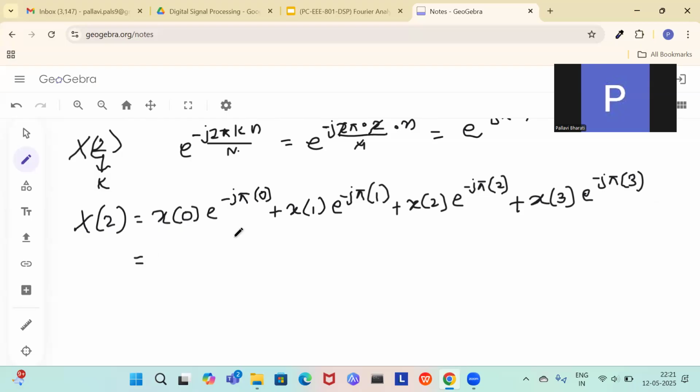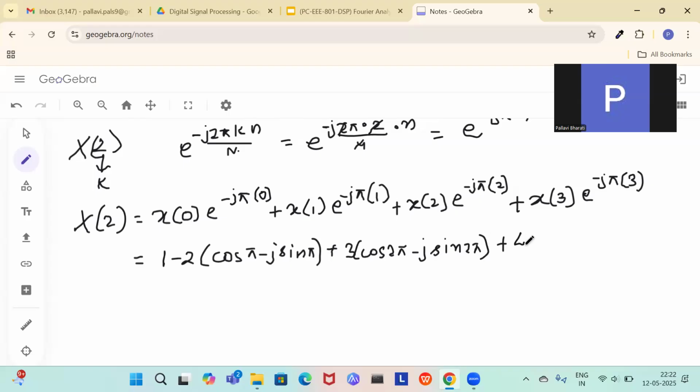This whole thing is going to become 1. So 1. For x1, the value was minus 2, and this is going to be cos pi minus j sin pi. Plus the value was 3 here for x2, cos 2 pi minus j sin 2 pi. Now the value was 4, cos 3 pi minus j sin 3 pi.